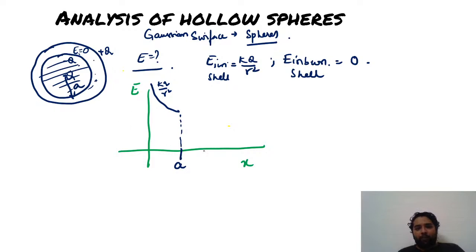Understood? So from A to B, the field will be 0 because it's inside the metal, and the moment it comes to B, it will again be equal to KQ by B square, and from here it will continue going down. So this is how the field graph looks. This is the analysis of it, guys.